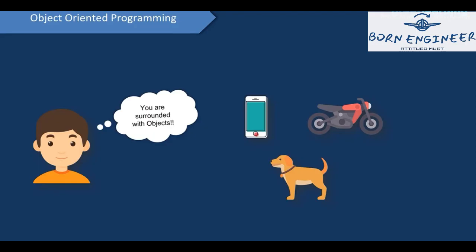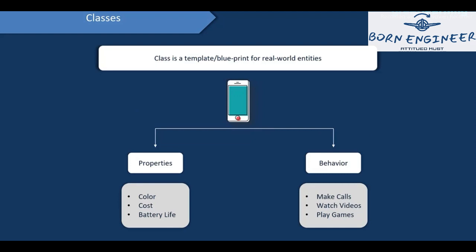Now we'll head on to the most important part of programming, which is known as object-oriented programming. So what do you see around you? You are surrounded with objects, aren't you? You've got your phone in front of you, you've got your bike, even your pet dog is actually an object, right? All of these are nothing but objects. Now these objects are basically associated with two things: they have properties and they have something known as behavior.